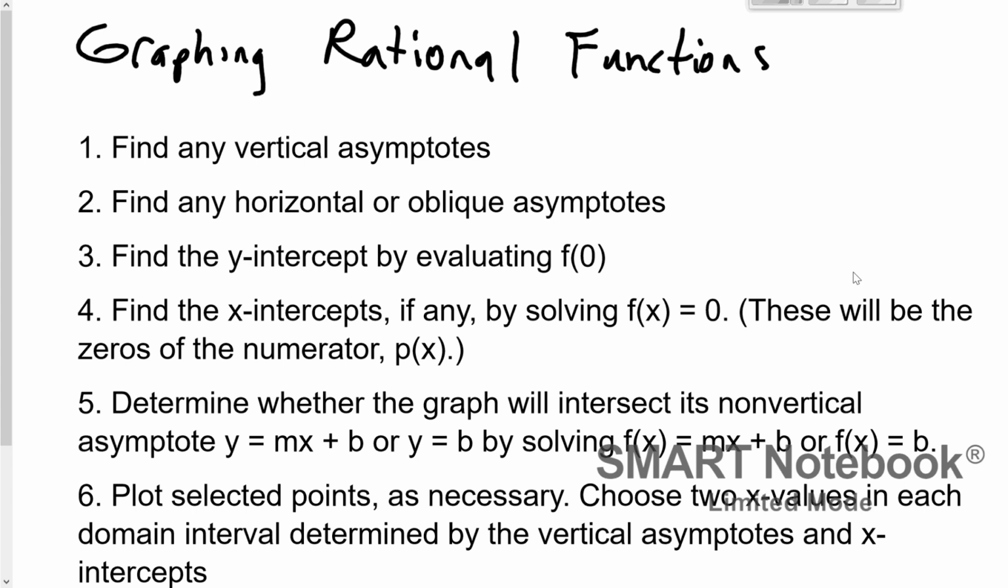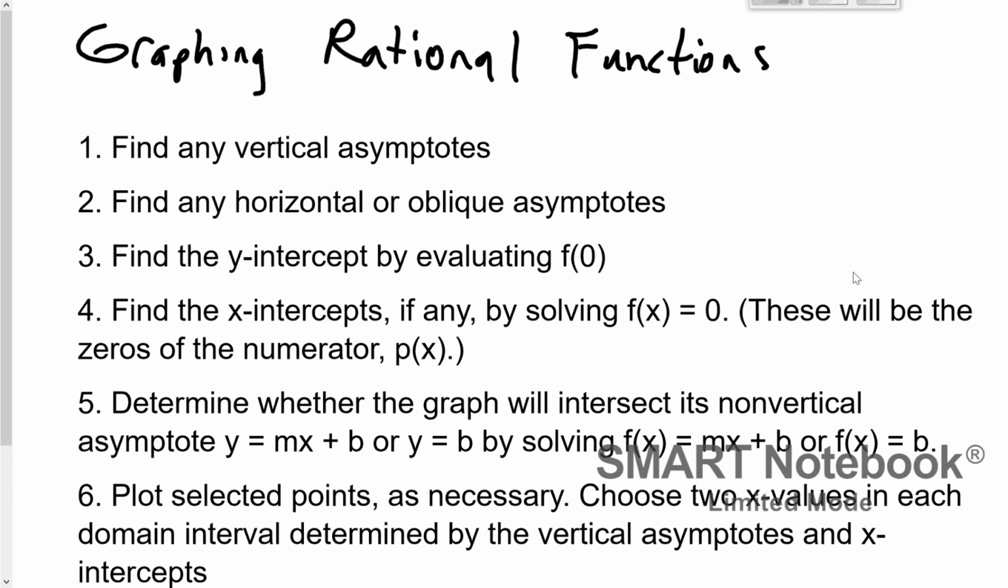And then if it's oblique, that means the degree of the numerator is bigger than that of the denominator. So then you actually have to use synthetic division or long division to divide that. And then what will happen is your answer will be whatever your quotient is, minus the remainder. So if you take off the remainder, that oblique asymptote will be a linear equation. Finding the y-intercept by evaluating f of 0, that means plugging in 0 for x and solving.